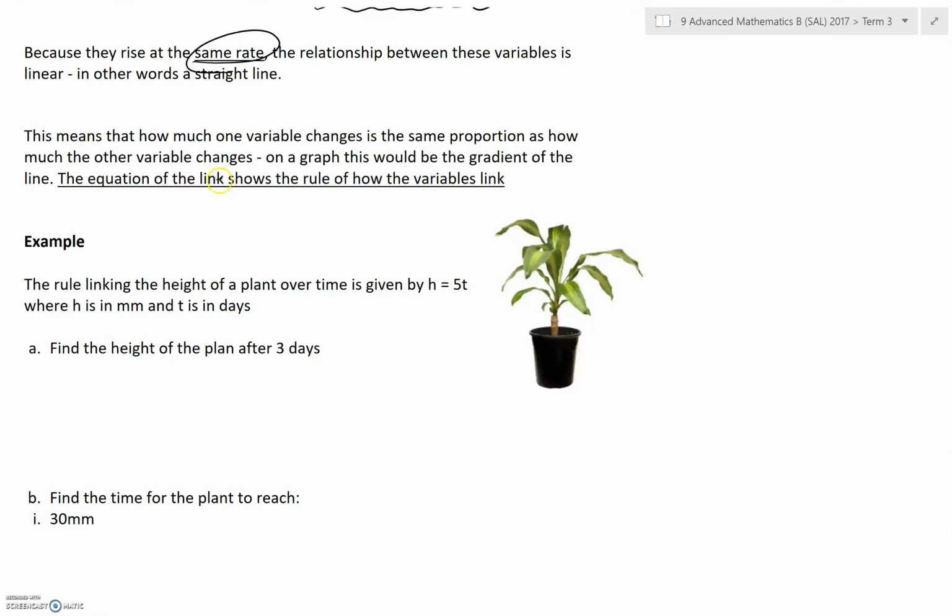So what it says is the equation of the line shows the rule of how the variables are linked. So we've been working on drawing graphs from equations and vice versa, and all this is coming together today to tell you that that rule or that equation tells us how the variables are linked, and the gradient of that line, which you can pull out of the equation, shows how much it's going up by. So you can see it's all linked together. Let's have a go at doing an example of one.